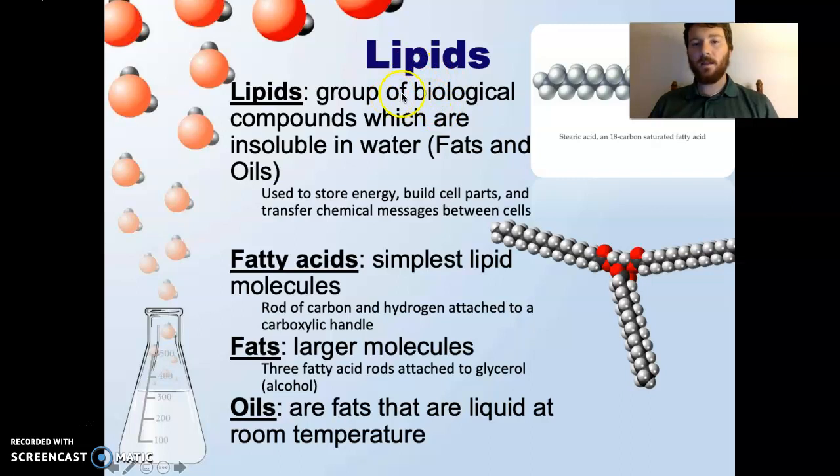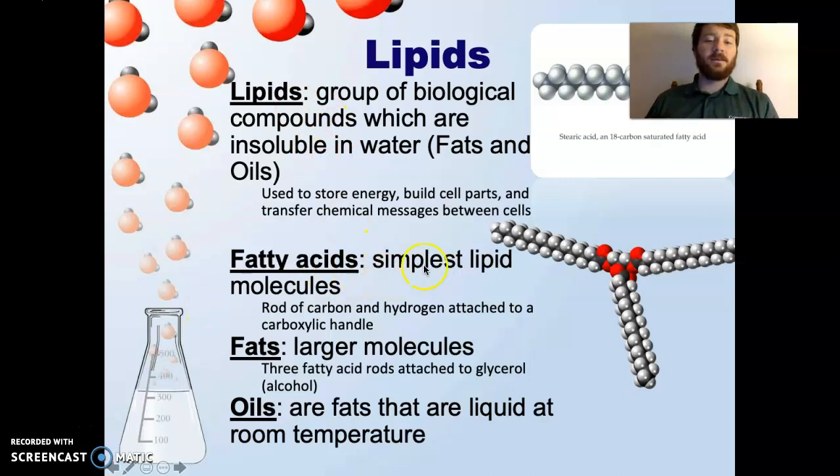Lipids. Lipids are a biological group of compounds which are insoluble in water: fats and oils. They are used in the body to store energy. I have a lot of energy storage in my body. Your body is very greedy as far as energy goes. It doesn't like to waste, so it stores everything. It needs to build cells. It needs to transfer hormones or chemical messages. All of your hormones are made out of fats. So particularly if you don't eat enough fats, you actually are pretty hormonal because your hormones are all out of whack.